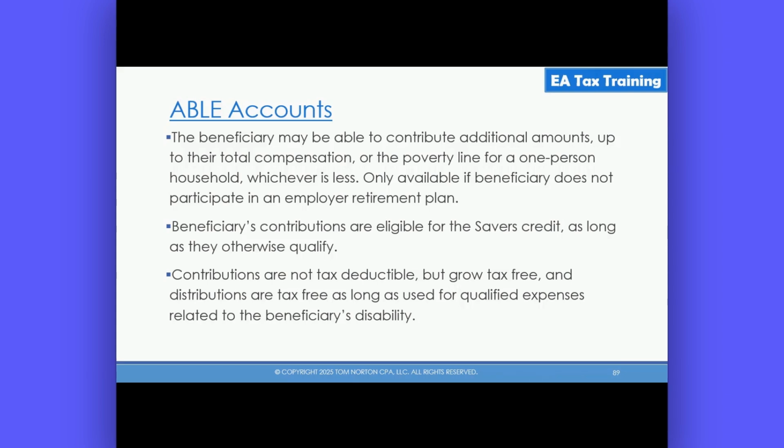Any contributions that the beneficiary makes are eligible for that saver's credit as long as they otherwise qualify. Contributions are not tax deductible, but they grow tax free, and distributions are also tax free as long as they are used to pay for the qualified expenses related to the beneficiary's disability.